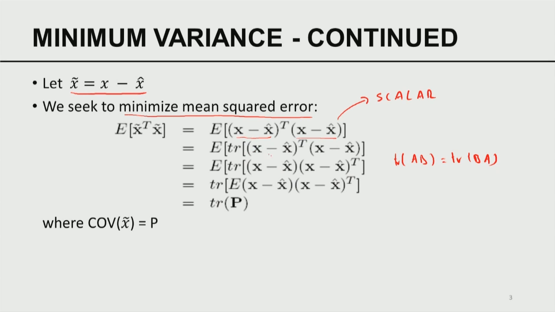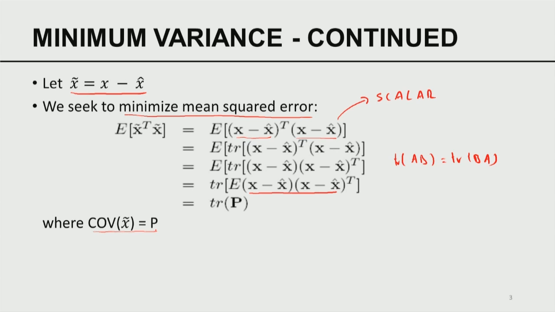Therefore, the third line comes from the second line. Expectation operator and trace operator commute, one can readily see. So the expectation of the trace is simply the trace of the expectation. The expectation of the term inside is an outer product, x tilde times x tilde transpose, and that is the covariance of the error. We are going to call it P. Therefore, that is equal to trace of P, where P is called the covariance of the error. It is this quantity, the trace of P, that we seek to minimize.